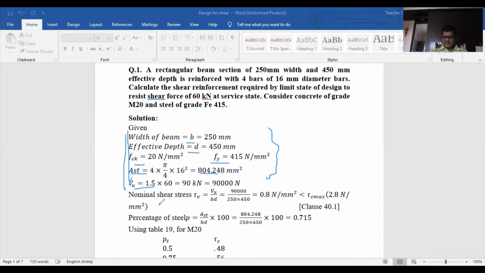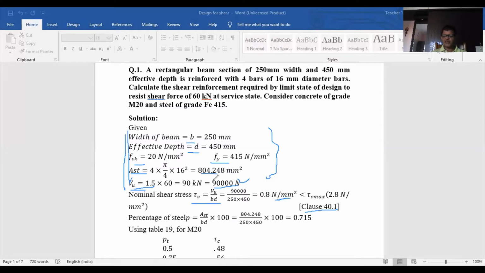Now come to the first step. As we have seen in the design shear concepts, first calculate the nominal shear stress, tau v. It is given in clause number 40.1. You again open page number 72 of your code, clause number 40.1, where the nominal shear stress formula is given: Vu by bd. We have already calculated Vu, b and d, and Vu should be unit conscious. It should be in Newton, because all the values are checked for Newton per millimeter square.